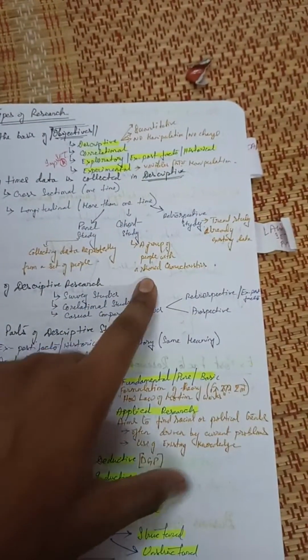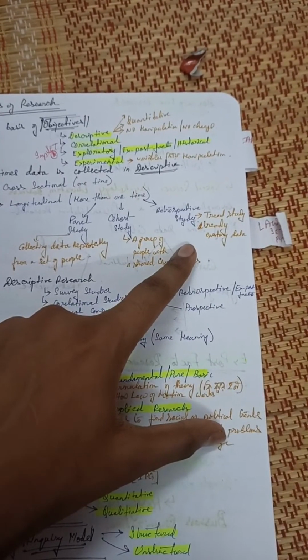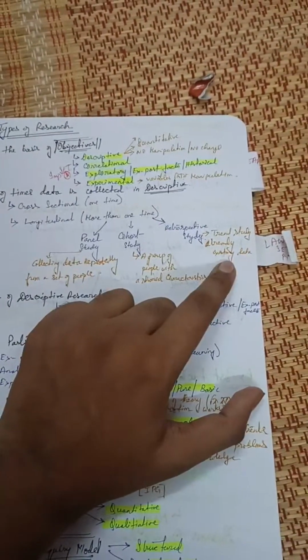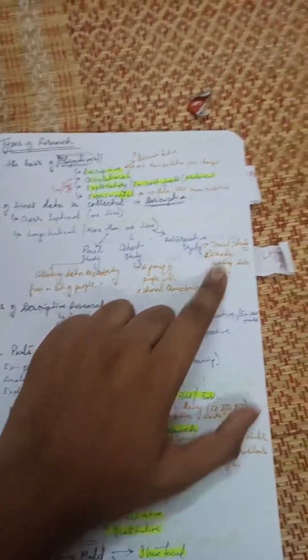Cohort means people with shared characteristics, and retrospective means a trend, already existing data. Retro means old, the historical research part. Trend study uses already existing data. I am studying with the existing data.